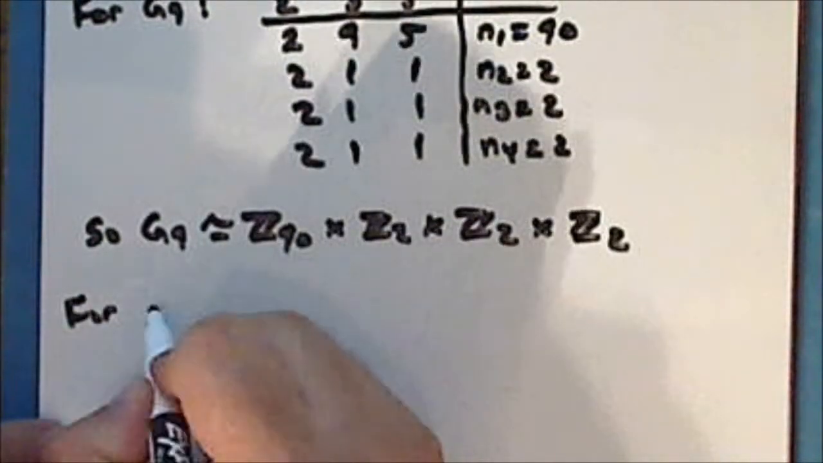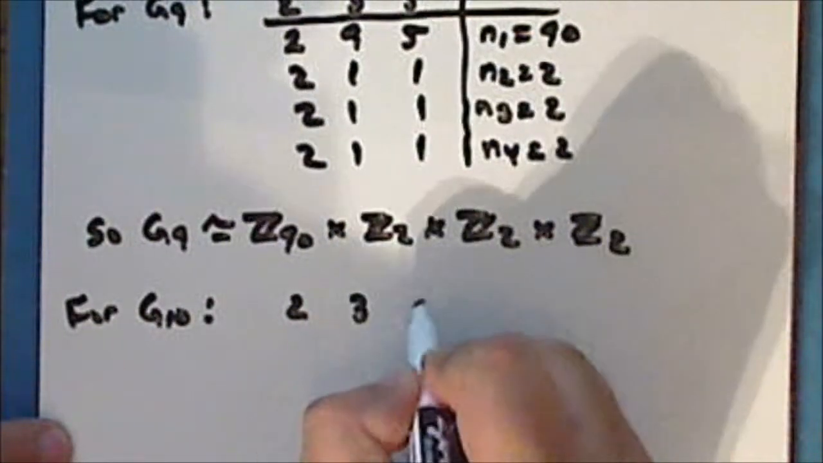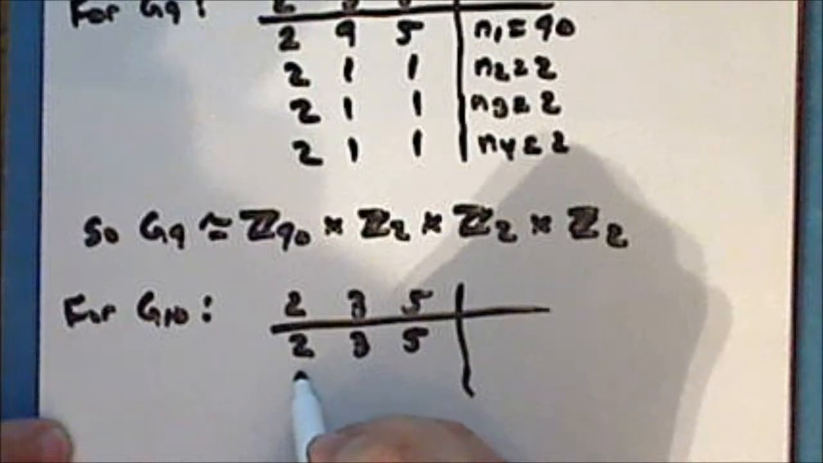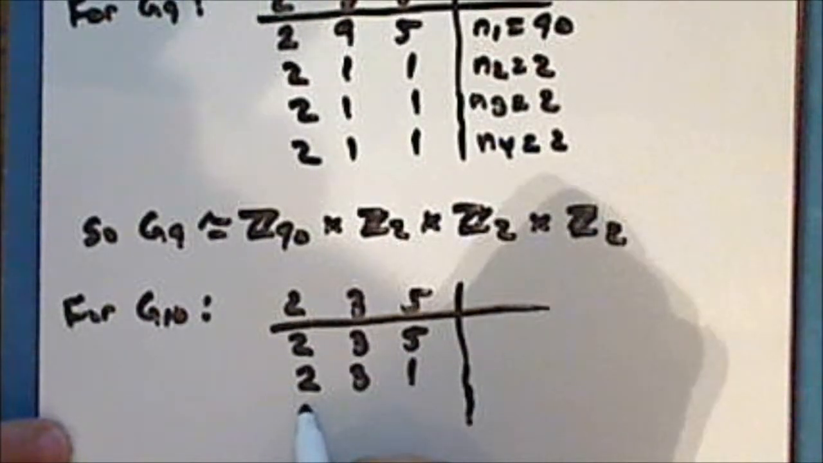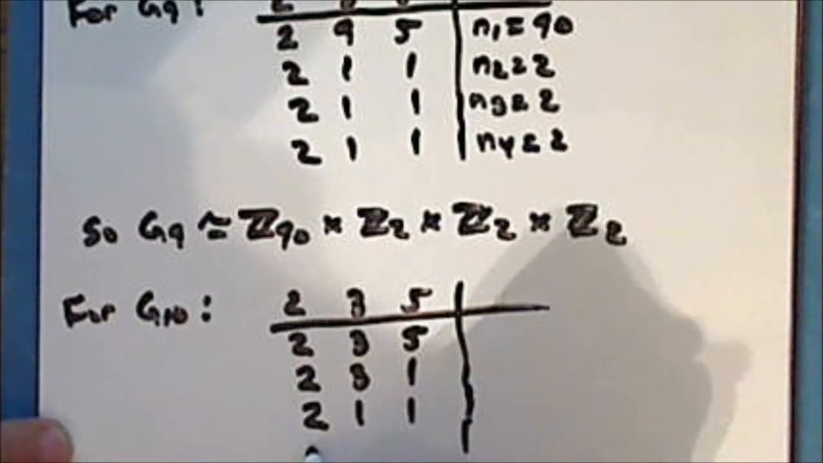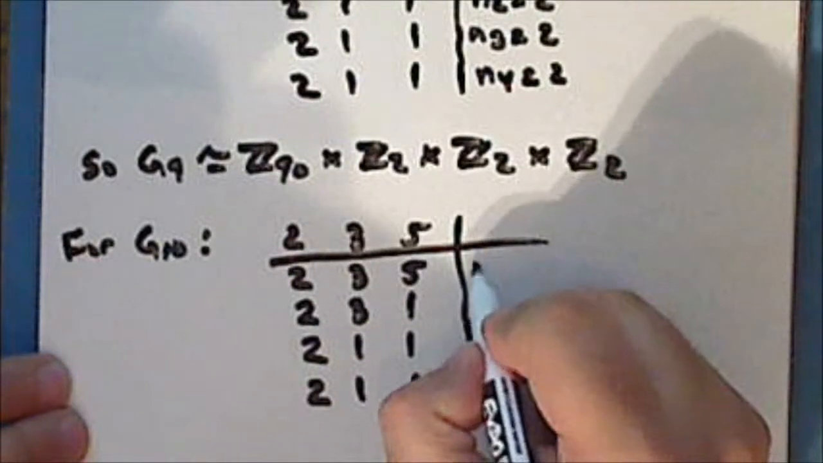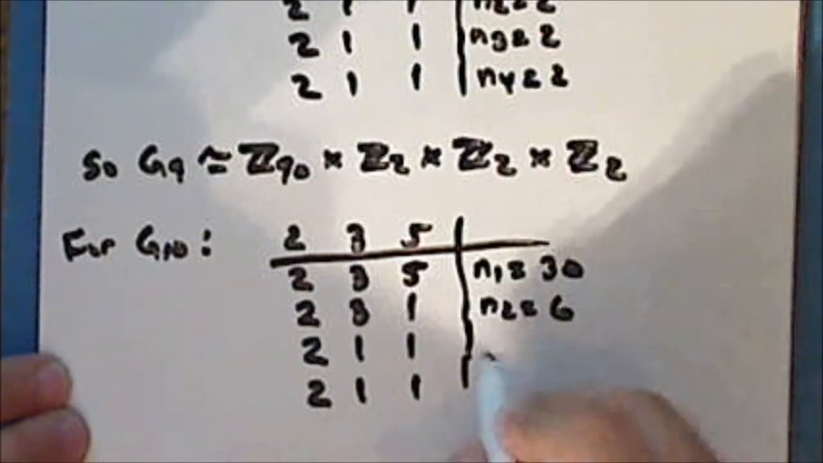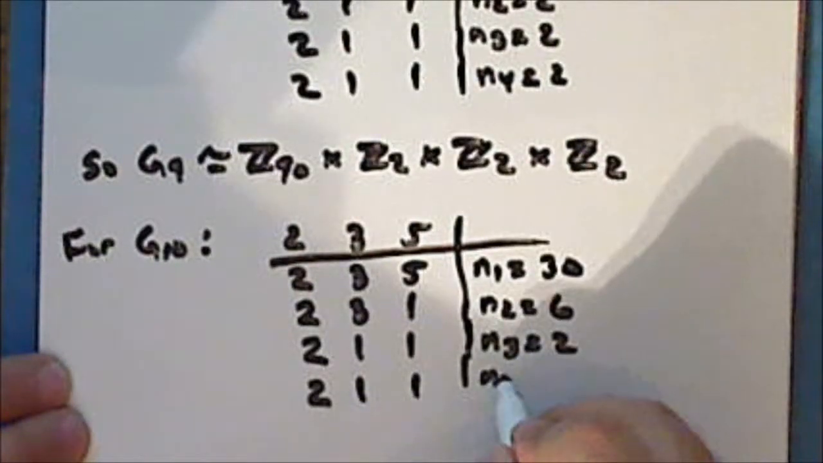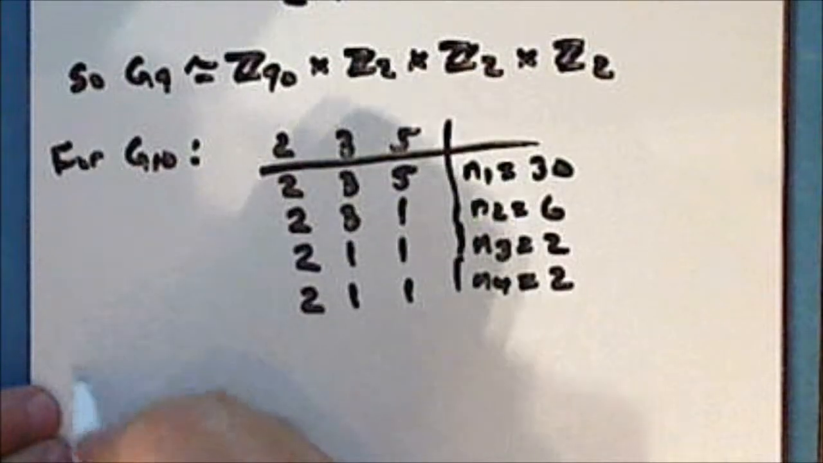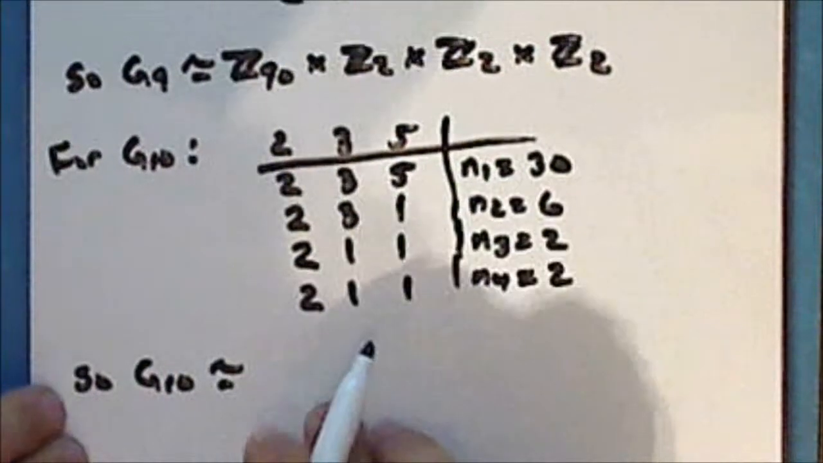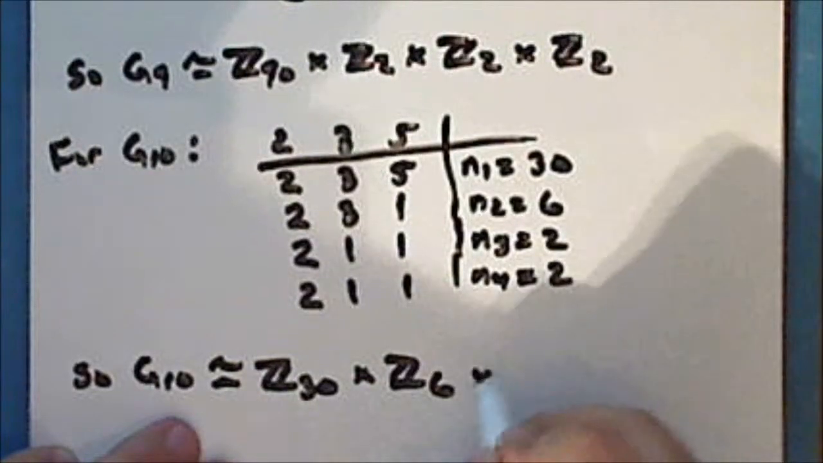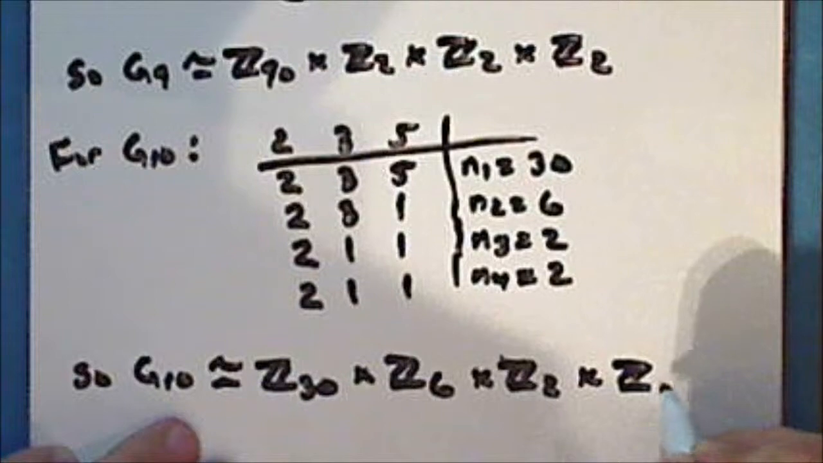And finally, for the 10th group, in the first row we have 2, 3, 5. In the second row we have 2, 3, 1. In the third row we have 2, 1, 1. And in the fourth row we have 2, 1, 1. So the first invariant factor is 2 times 3 times 5, which is 30. The second invariant factor is 2 times 3, which is 6. The third invariant factor is 2, and the fourth invariant factor is 2. And so the invariant factor decomposition of the 10th group is the direct product of the integers modulo 30 times the integers modulo 6 times the integers modulo 2 times the integers modulo 2.